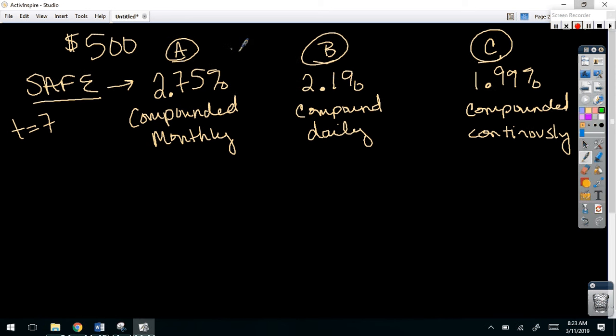So these two, do you understand that the first two are different formulas than the last one? Yes. Okay. The last one is the PERT because of the word continuously. The first two are that big long formula. It looks a lot like the growth formula. The only difference is there's an n thrown in there.